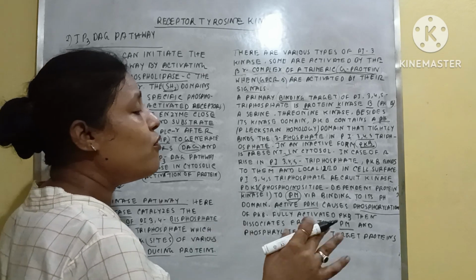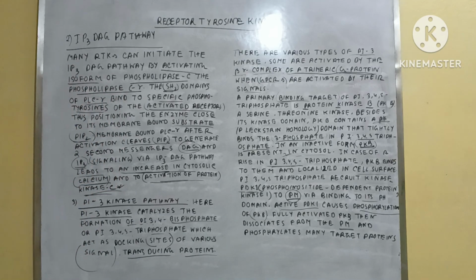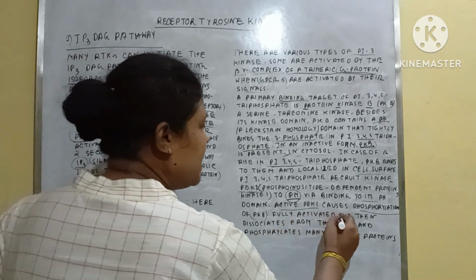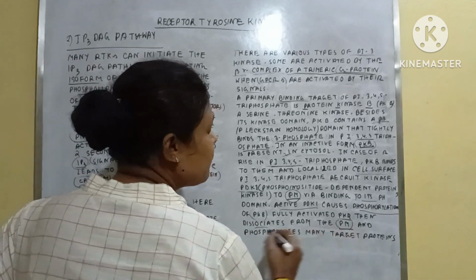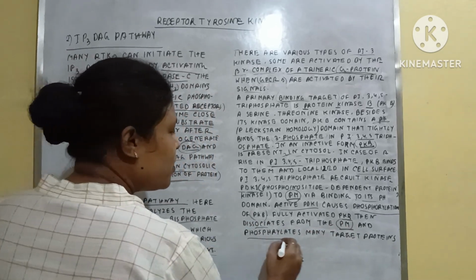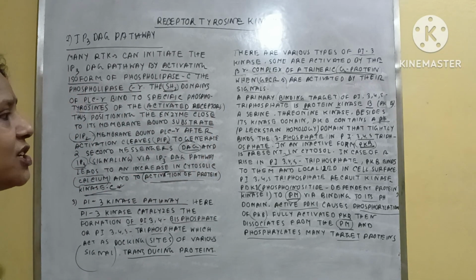Okay, what phosphorylation? PKB's phosphorylation gets started. And when PKB is fully activated, it dissociates from the PM, the plasma membrane, and phosphorylates many target proteins. Clear? So when phosphorylation is occurring, the fully activated PKB dissociates from the plasma membrane and phosphorylates many target proteins.